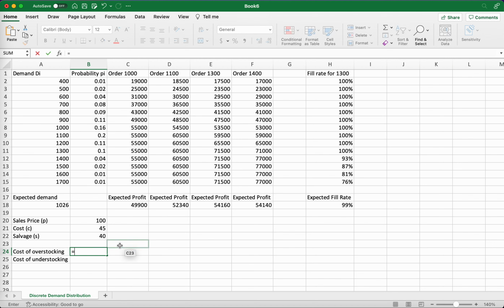The cost of overstocking is the difference between the price of the value minus the salvage value, because salvage will always be less than the cost of making it. The cost of overstocking is $5.